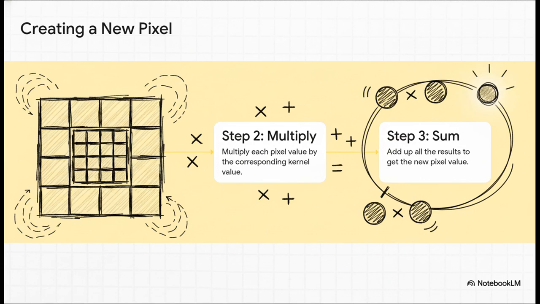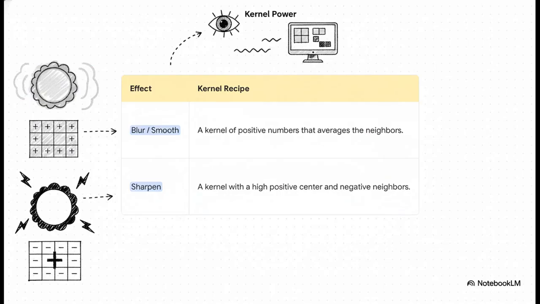Step 1, you just place the kernel over a pixel. Step 2, you multiply the value of each neighbor by the number right on top of it in the kernel. And then step 3, you just add all of those results together. That final sum, that's the value for your brand new pixel. Simple, right? And this is the real power of that recipe.